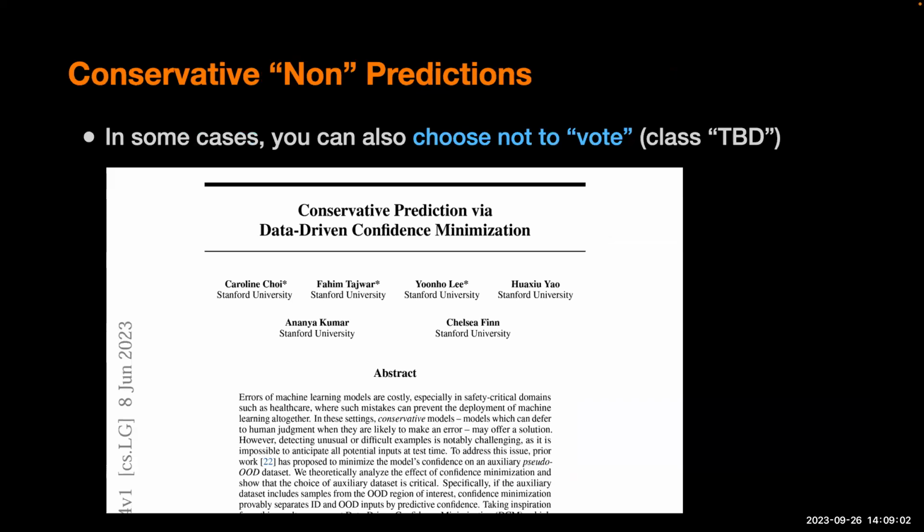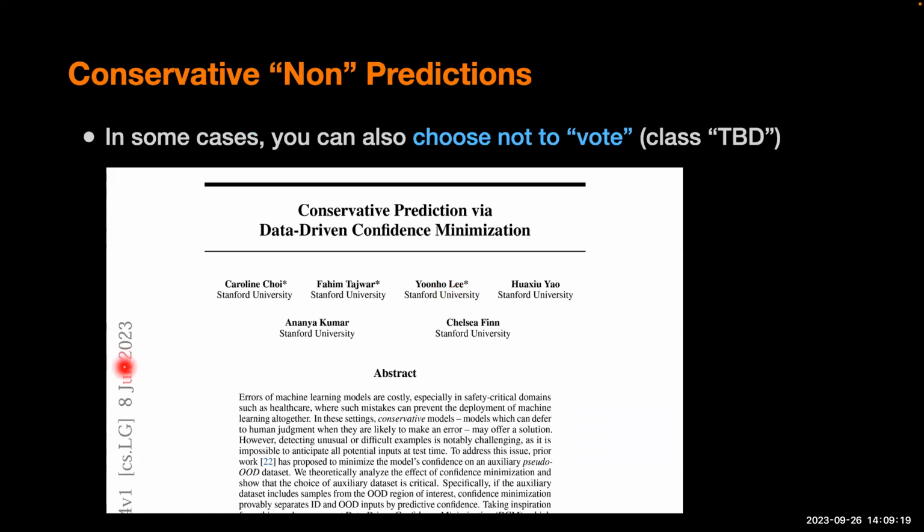And another big class of research is your absentee vote, right? In some cases, you just say, I do not know if you are cancerous or not, do another test, right? So this is another way to deal with the boundary. This is still a very active field of research.